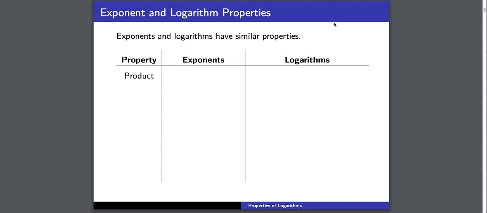So first up we have what's known as our product property, and for exponents that means that if you multiply exponential expressions that have like bases, you end up adding your exponents. So b to the x times b to the y is b to the x plus y. With logarithms, a similar property says if we have log base b of x plus log base b of y, that equals log base b of x times y. So notice how in this one the log of a product is equal to the sum of the logarithms. If we multiply like bases, it equals the base with the sum of the powers.